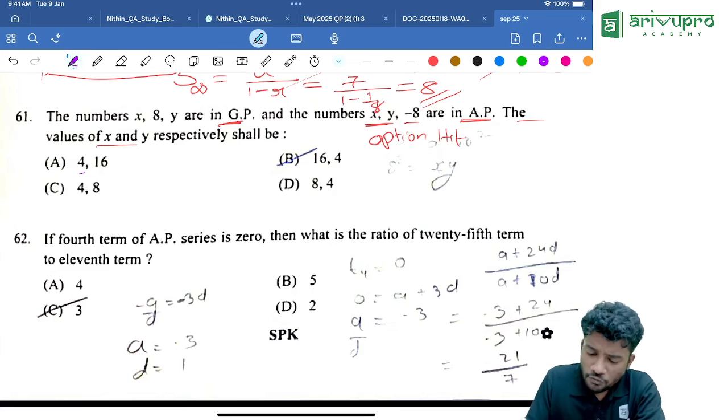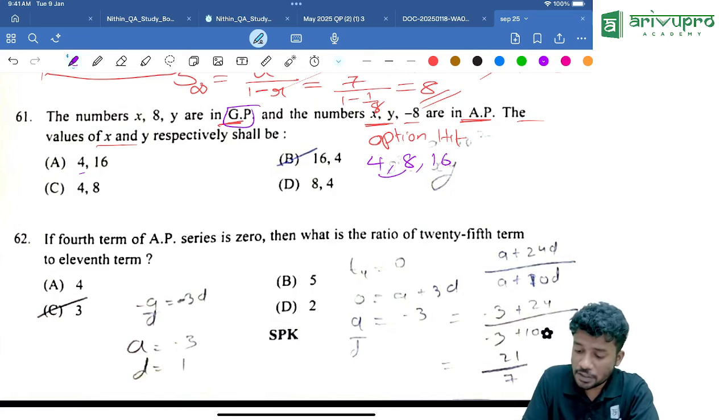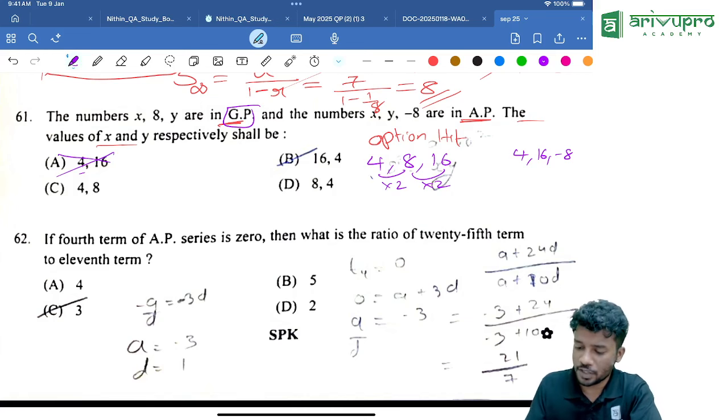That means 4, 8, 16. Are they in AP? Are they in GP? That means times 2, times 2, so they are in GP. Now we need to check whether they are in AP. That means 4, 16, minus 8. What is the common difference here? 12. What is the common difference here? It is another value. That means option A is wrong.